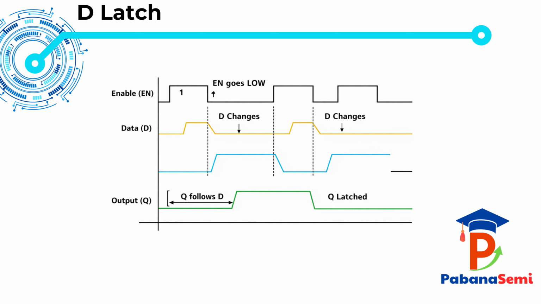Now look at the moment when enable goes low. As soon as enable becomes 0, the latch closes. From that point onward, even if D changes, Q stays constant. This is the latched or hold state. So the simple rule is, enable high, Q follows D. Enable low, Q holds the last value.